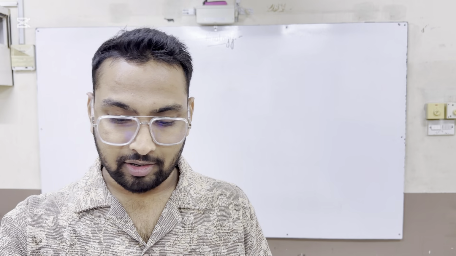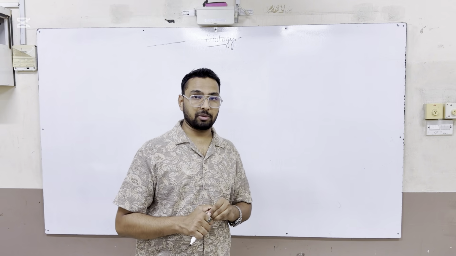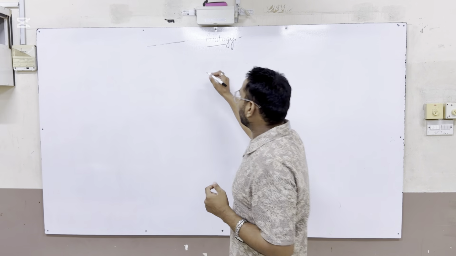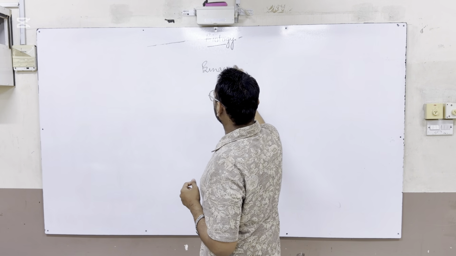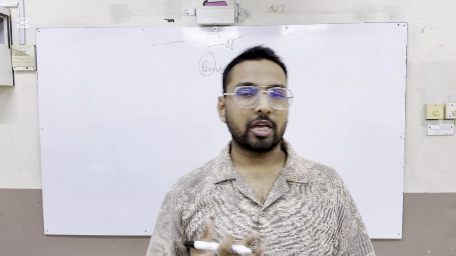The first question is, explain the process of budding in hydra and binary fission in amoeba with diagram. Budding in hydra and binary fission in amoeba. Listen, first you understand the term binary. Binary stands for 2. When a single amoeba cell divides into 2 daughter cells, it is known as binary fission.